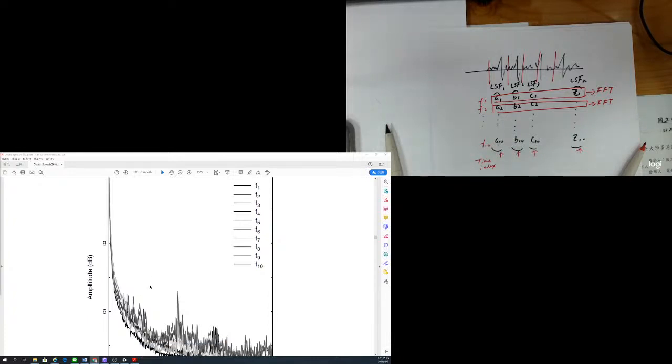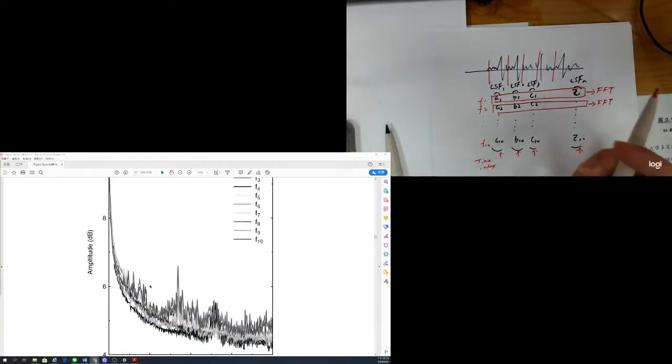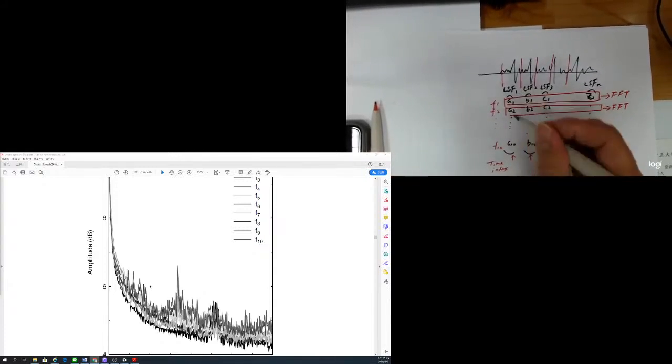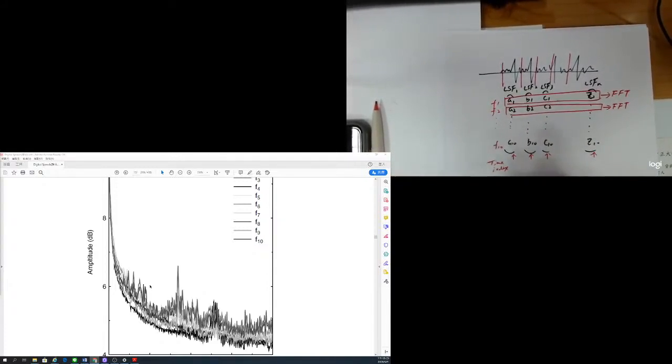So why can they get this kind of figure? This figure they are showing is nice. They are trying to sample the first frame and the second frame. They overlap, with just one sample difference.